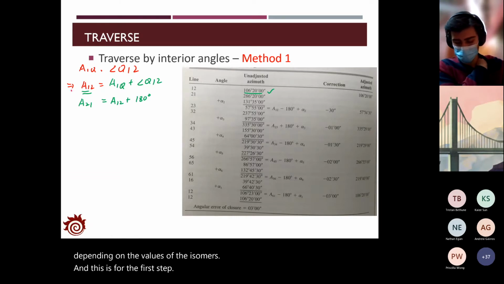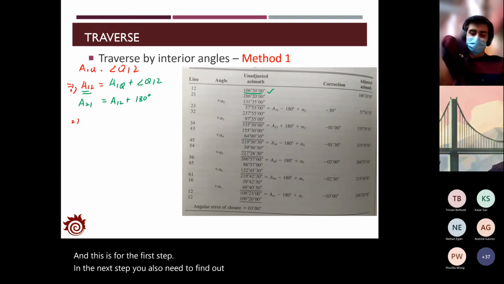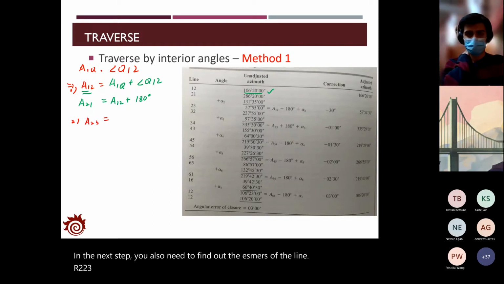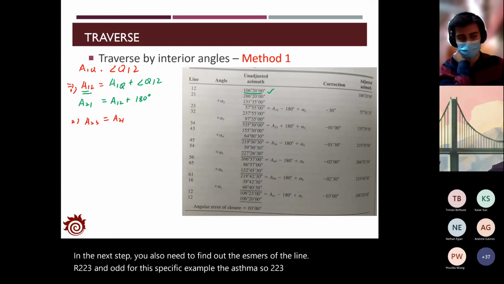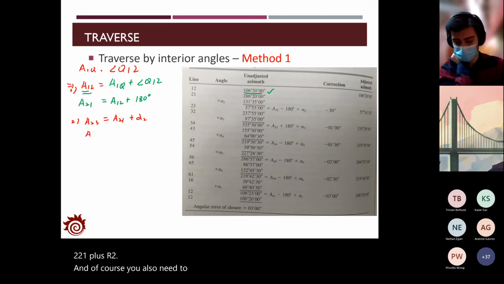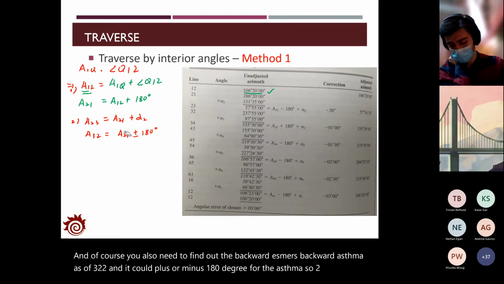And in the next step, you also need to find out the azimuth of the line 2 to 3. For this specific example, the azimuth of 2 to 3 equals the azimuth of 2 to 1 plus alpha 2. And of course, you also need to find out the backward azimuth of 3 to 2. And it could be plus or minus 180 degrees for the azimuth of 2 to 3 based on the value calculated.